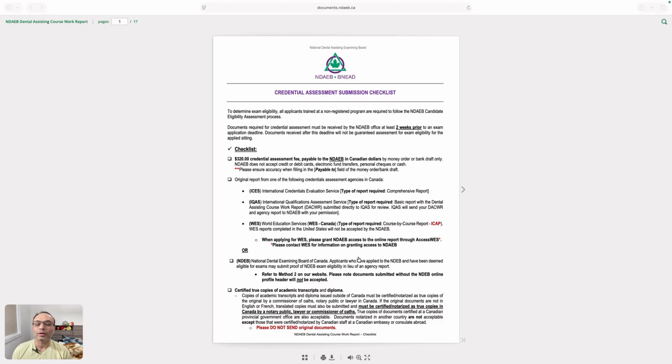Now, this is how the report looks. It begins with a checklist of what you need to submit and who you are required to submit your documents to. If you are a foreign trained dentist and you are already in the process of writing exams or plan to do so, then the eligibility, if you have been granted by NDEB, is sufficient to provide that approval, and that can be utilized by NDAB.